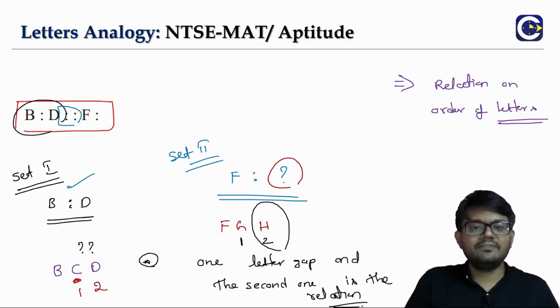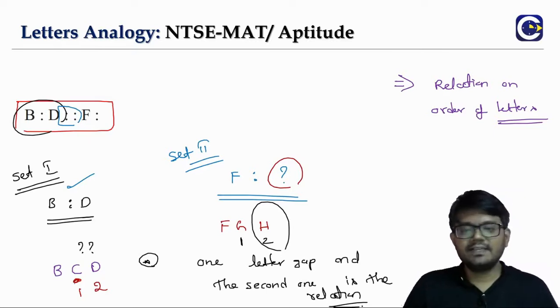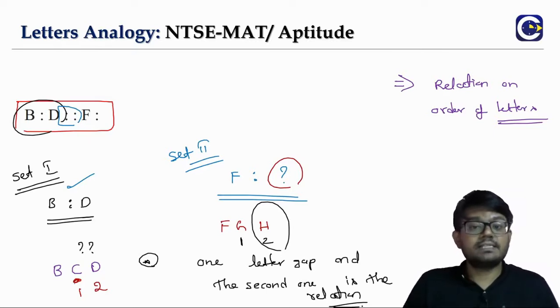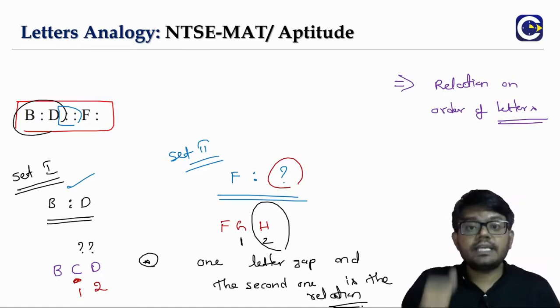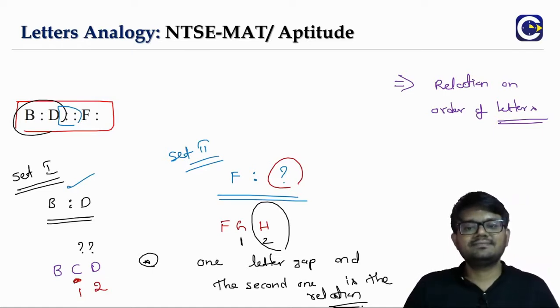So B, we are leaving one gap, C. The second one that will come after B is D. That is the relation. We apply the same relation here. F is there. After F what will come? G, then H. So we leave G, one letter we leave, and take the second one. Clear?